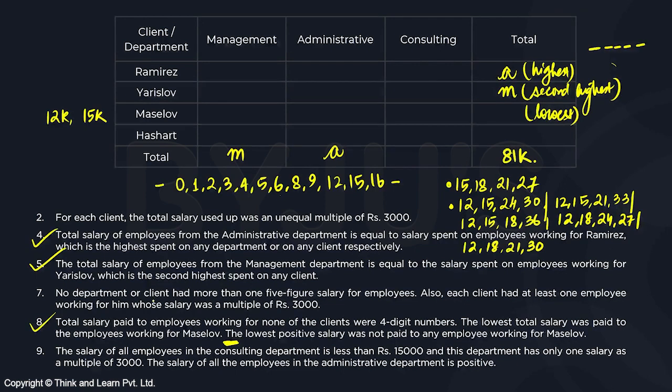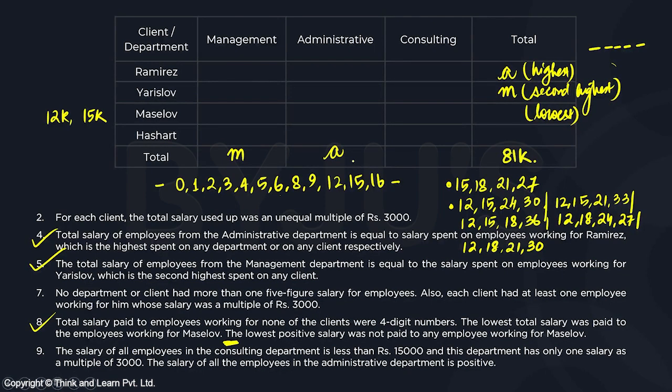Now, next we should look at, let's say, this statement. The total salary of employees from the management department is equal to the salary spent on employees working for Y, which is the second highest spent. So if we take this to be for Y, it could be second highest, could be any. We know that of the 3 totals, one of them is 27,000, another is 27 minus D, another is 27 plus D.